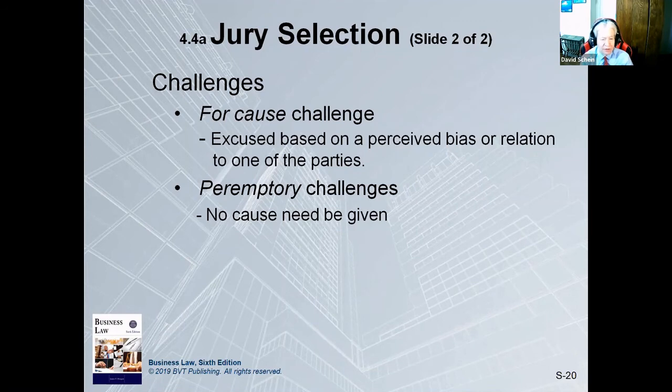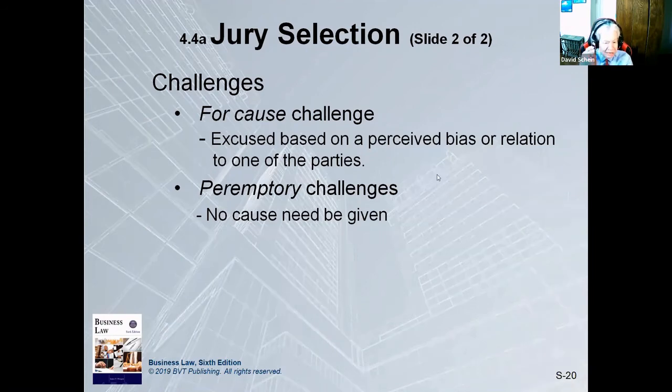Now, if they say something racist and you feel that they would be very unlikely to make a fair decision, certainly you could exclude people on the basis that they were racist, but not on the basis that they belong to a particular color. So something to think about. But again, for cause or peremptory challenges.